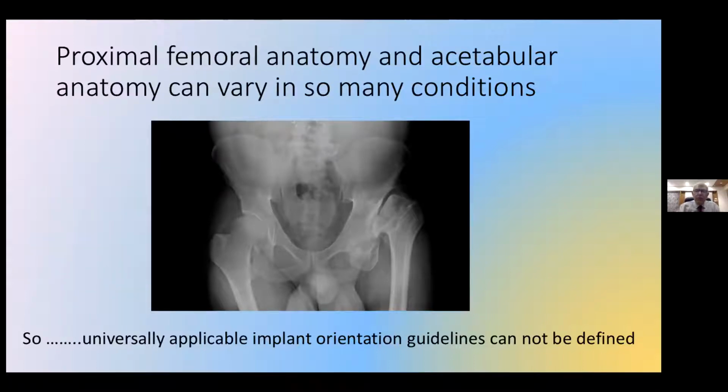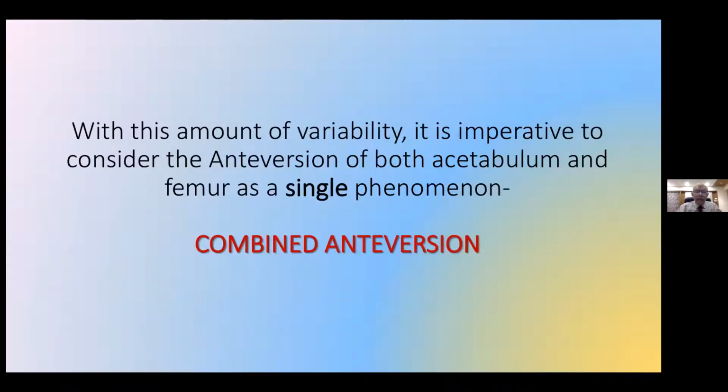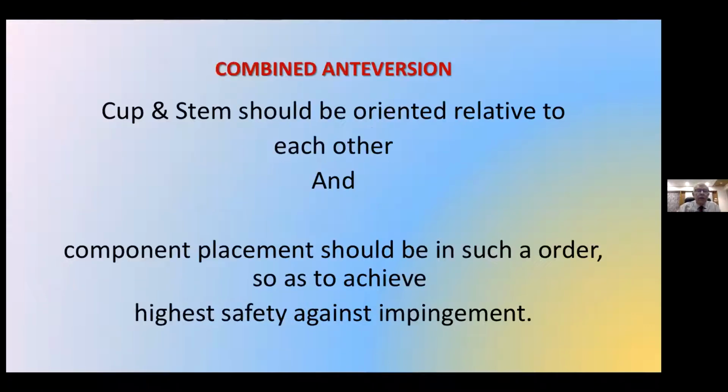You cannot always put that cup inclination is 40 degree, anteversion is 10 degree. No, it's not possible. And therefore, the concept of combined anteversion came, because with this amount of variability, it is imperative to consider the anteversion of both acetabulum and femur as a single phenomenon. Now, cup and stem should be oriented relative to each other. So it's a combined, both femur and acetabulum orientation has to be matching each other. The component placement should be in such an order so you achieve the highest safety against impingement.